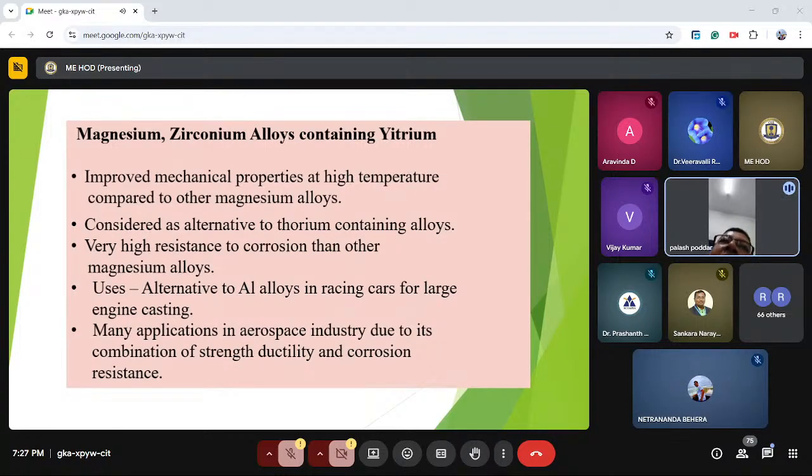Uses: an alternative to aluminum alloys in racing cars for large engine castings. Many applications in the aerospace industry due to its combination of strength, ductility, and corrosion resistance. Next, please.